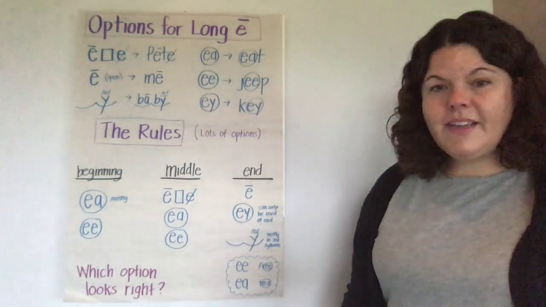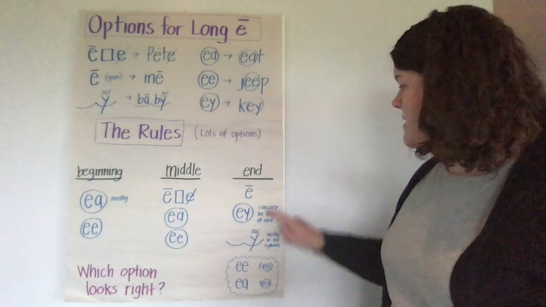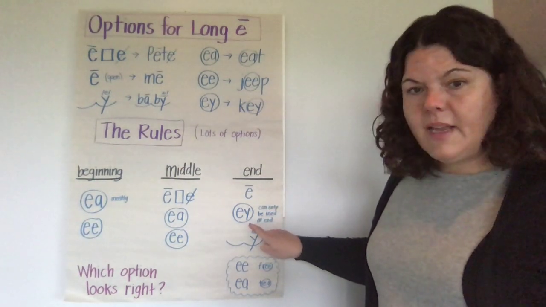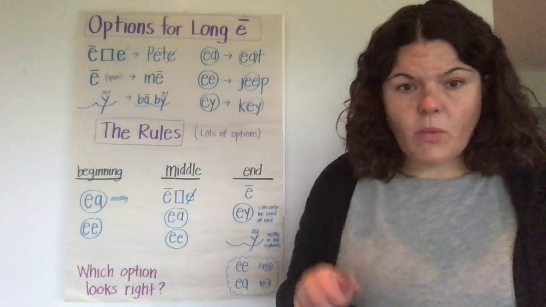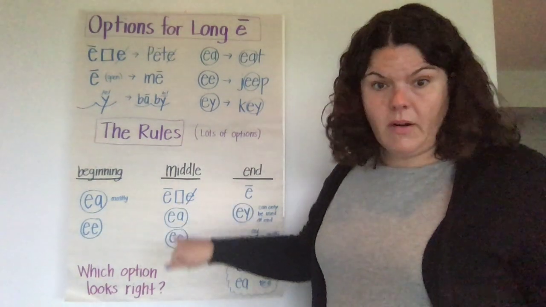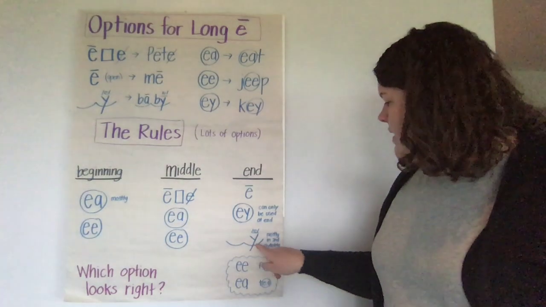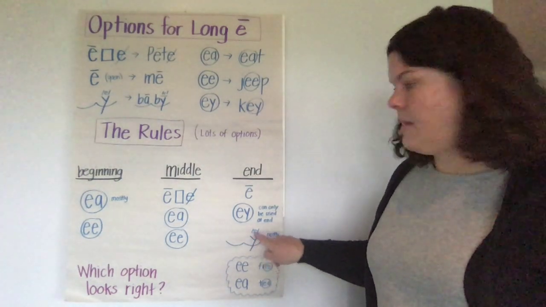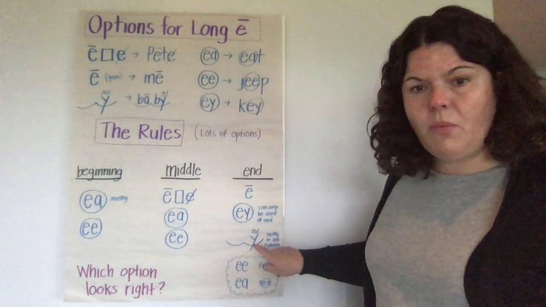Now at the ending, holy goodness. Sometimes it's E. Sometimes it's EY. And EY can only be used at the end of a word. You won't see EY in the middle ever. And then most of the time in the second syllable, it's just a Y. Sometimes it's EY, it's mostly just a Y.